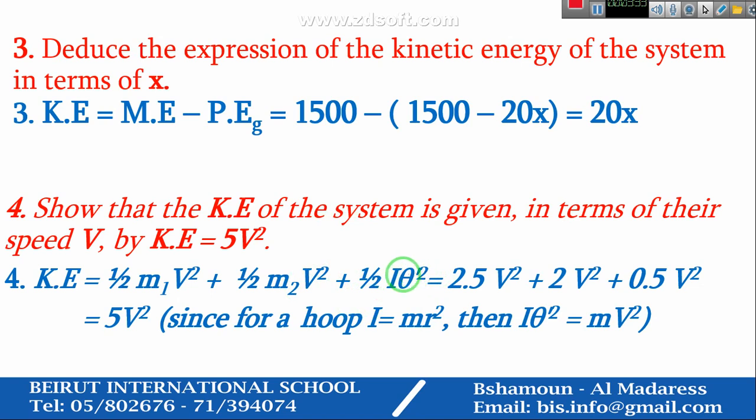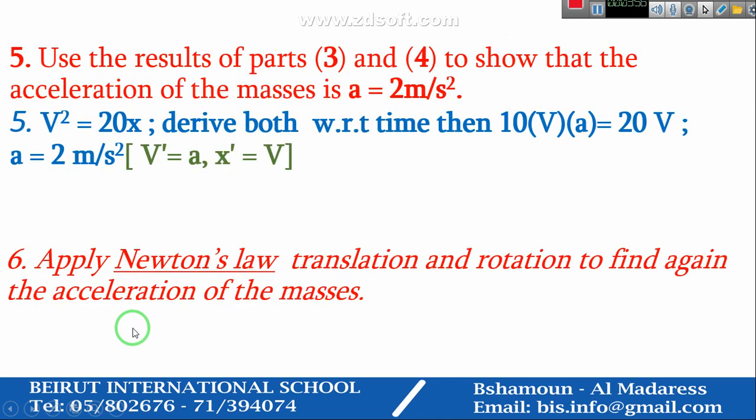I equals m r squared, considered as a hoop. Theta prime is v over R. Substitute I and theta prime, to the power 2, it will be m v squared. Add them: 2.5 plus 2 plus 0.5, the answer will be 5v squared.